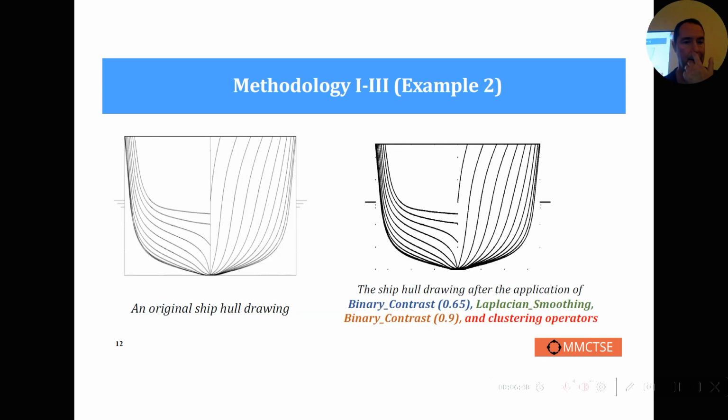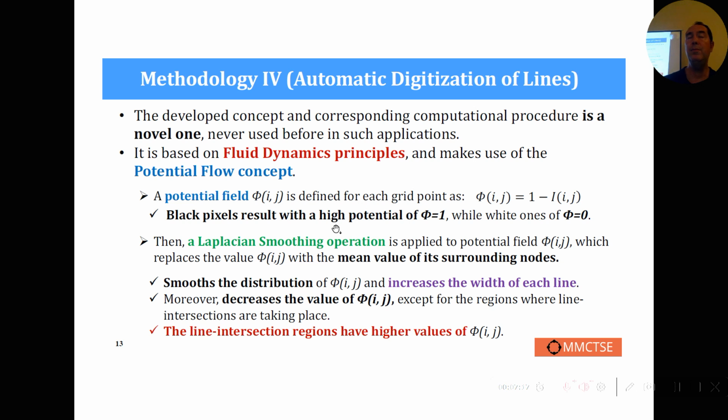A different example, which is shown here, is an original SIP hole drawing, and after performing, for example, binary contrast and Laplacian smoothing, the clustering algorithm provides us the cluster of points. Keep in mind that this is a cluster of points and not the actual lines that we're going to use. This is just the second step that helps us eliminate the artifacts that we have in the picture. Now, the most important part of this methodology is what we call automatic digitization of lines.